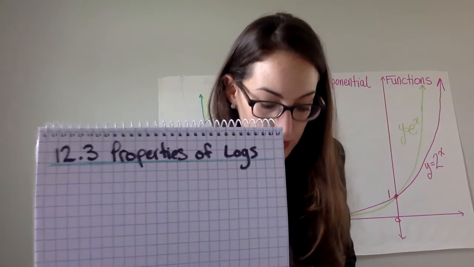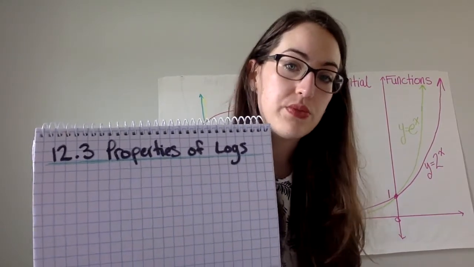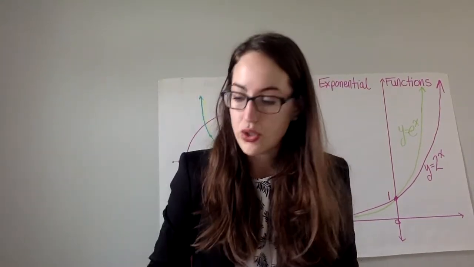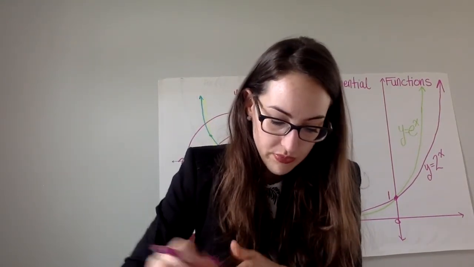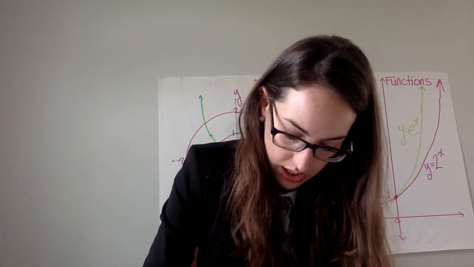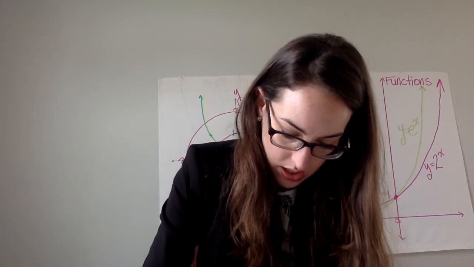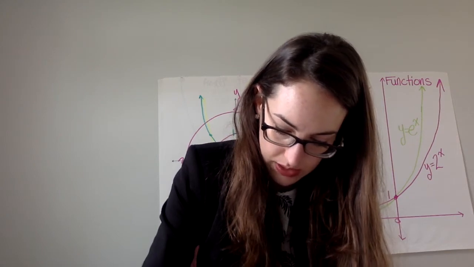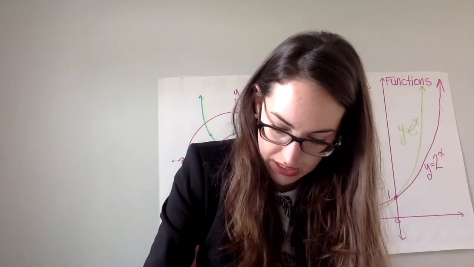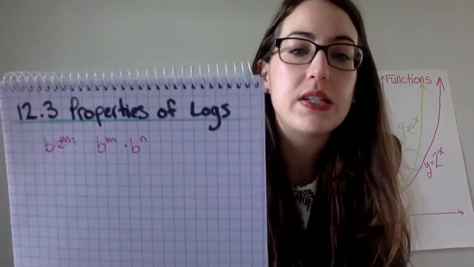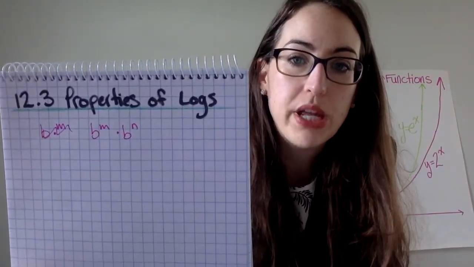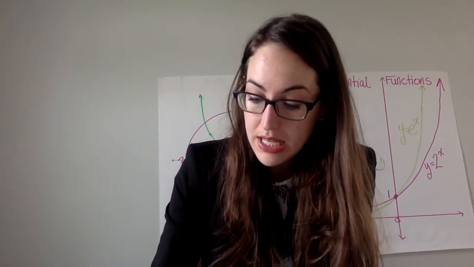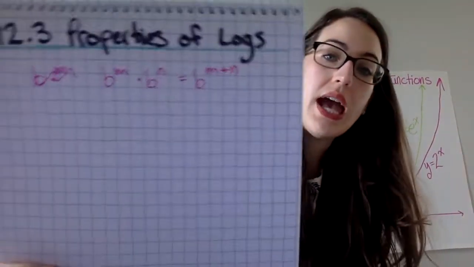Okay, so these properties of exponents really correspond to properties of logs. And I just want to remind you guys of the product rule: if you have the same base, and you're multiplying, B to the m times b to the n. So two things that have the same base with an exponent, if you're multiplying those, you essentially just add the exponents, then it would be b to the m plus n.